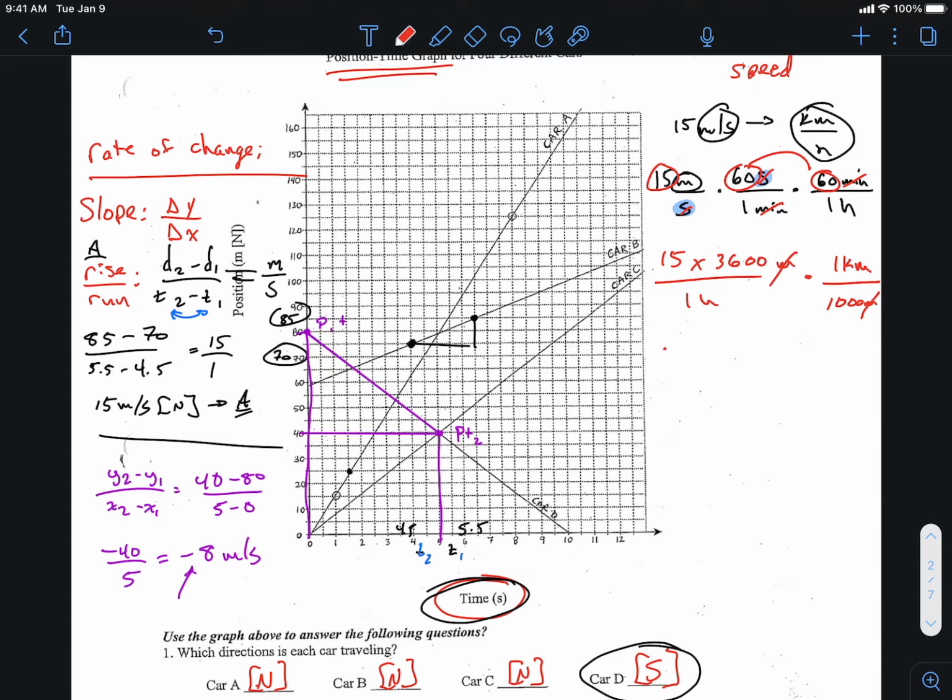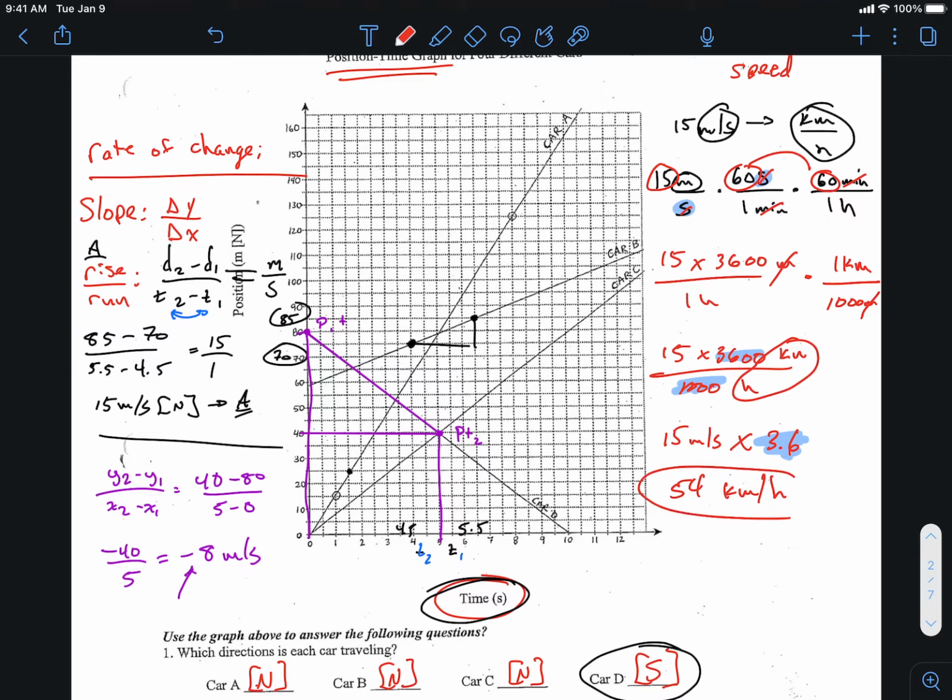All right, so let's write this down then. 15 times 3,600 divided by 1,000 hours. You're going to see, and this is the conversion that you will always use. I'm just showing you the proof of where it's come from. You can multiply 15 meters per second by 3.6, because 3,600 divided by 1,000 is 3.6. And you will get your answer in kilometers per hour. So it turns out that this answer is 54 kilometers per hour. Does anybody have any questions? I know I made a little hiccup there. Hopefully I didn't lose anybody.